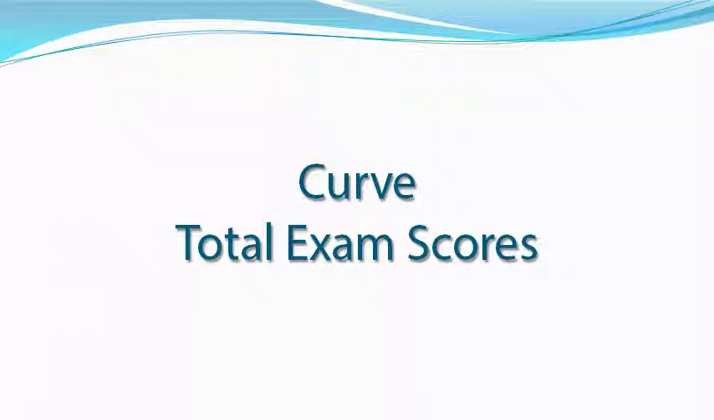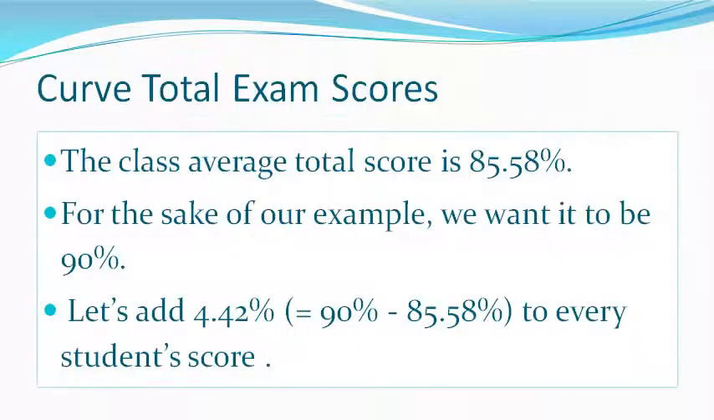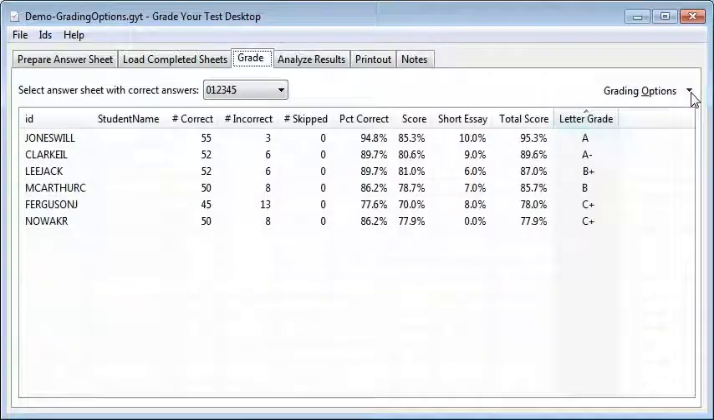Now let's curve our total exam scores. After reviewing our results in Excel, we found that the class average is 85.58%. And just for the sake of our example, we want the average score for the class to be 90%. Therefore, we have to add 4.42% to every student's score. Let's see how we can easily accomplish this in our application.